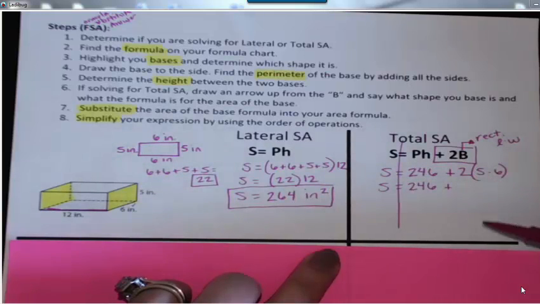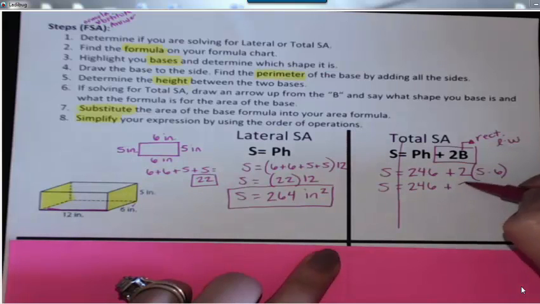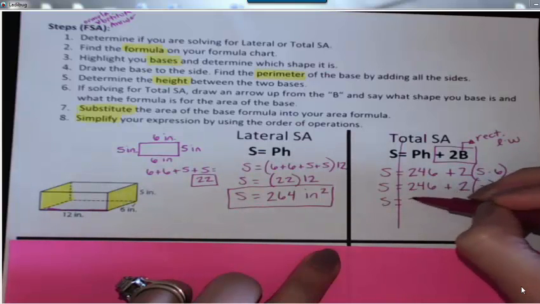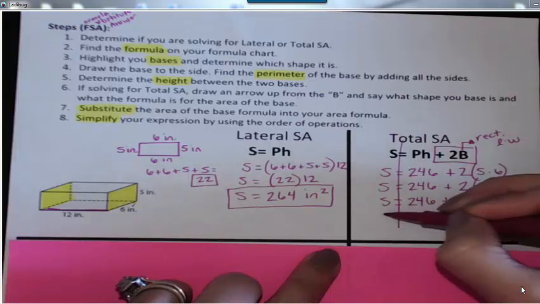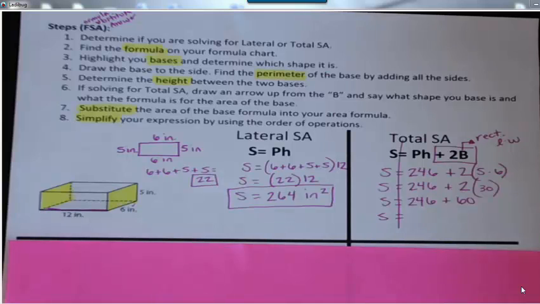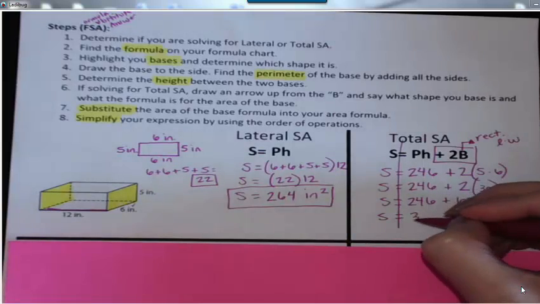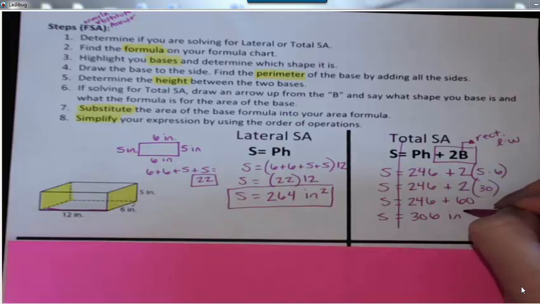Using order of operations, what would I have to do first? I have to solve what's in parentheses. So the 2 stays there. 5 times 6 is 30. And now I just copy down 246. 2 times 30 is 60. And my last step is I add those together. 246 plus 60 is 306 inches squared.